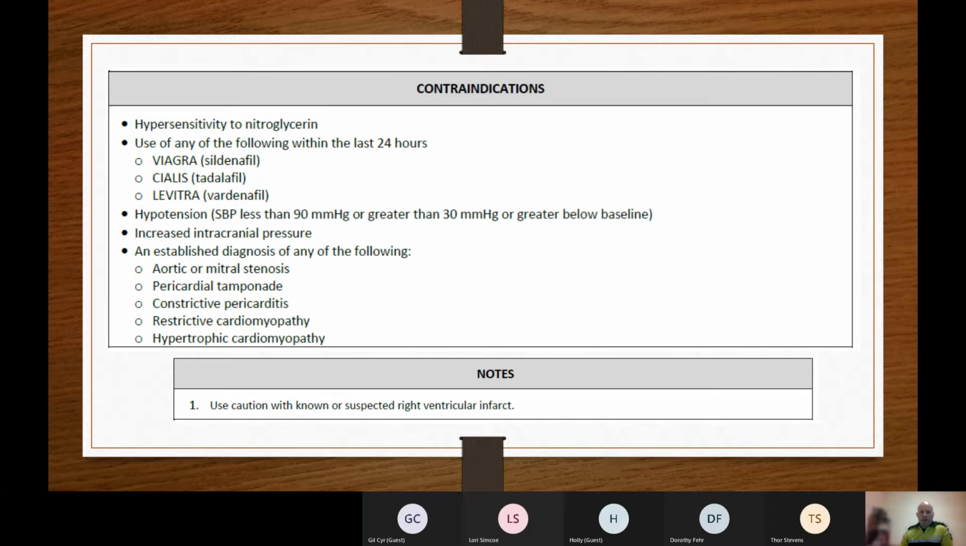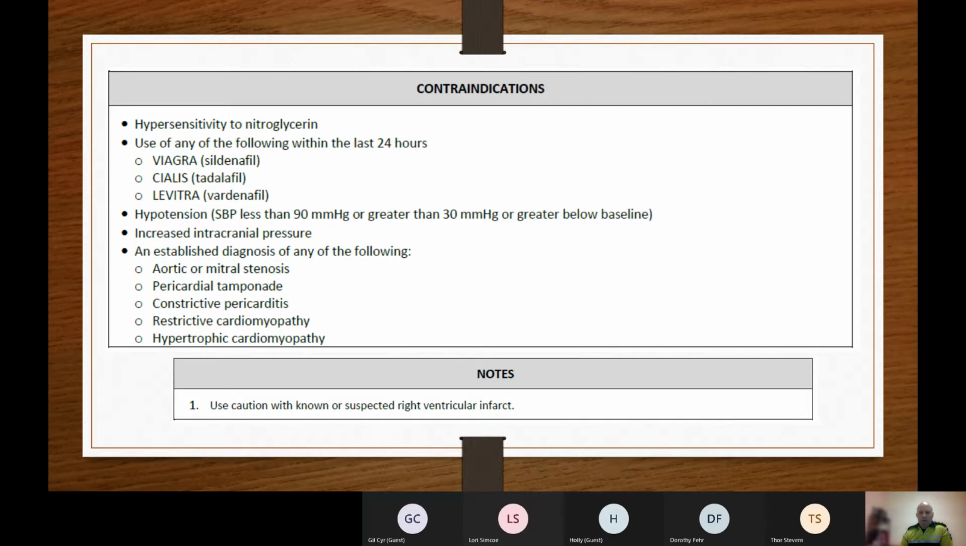So it may seem odd asking someone in their 30s, especially females, if they're on any erectile dysfunction medications, but it does happen. So just something to keep in mind there. So if your patient's already hypotensive, we're not going to give nitro. We're going to stay away from that. If they have increased intracranial pressure, we're going to stay away from nitro, and any established diagnosis.